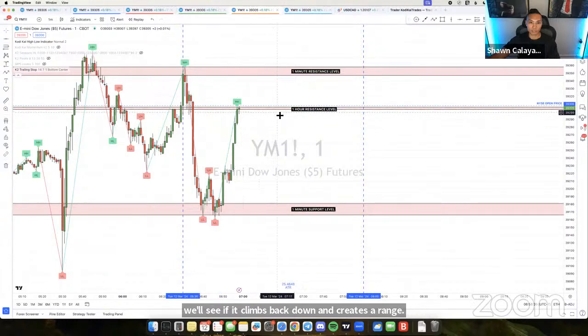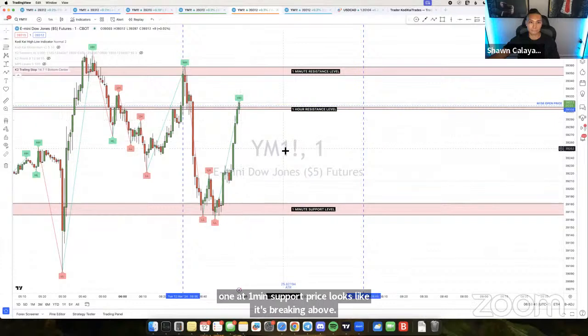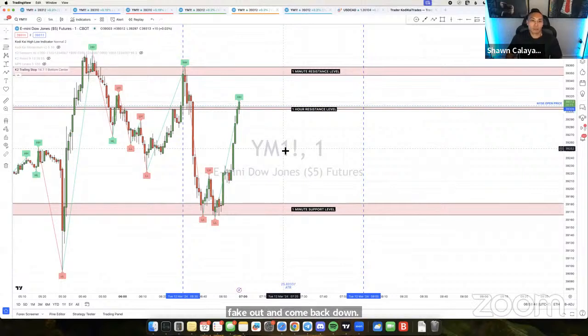So the range is pretty much lined up with the 1 hour resistance. We have the 1 hour resistance lined up with the 1 minute support. Price looks like it's breaking above. I'm not sure if it'll actually close up there. This might fake out and come back down. So if it fakes out and comes back down, we're going to have the same range, but it's just going to be a lot wider.